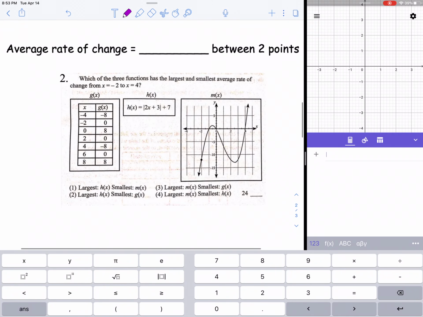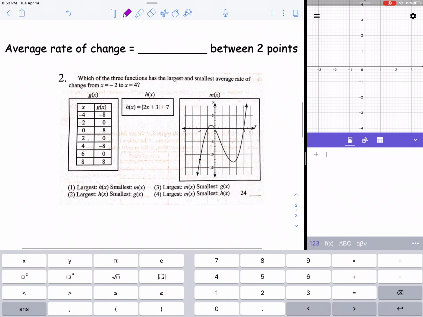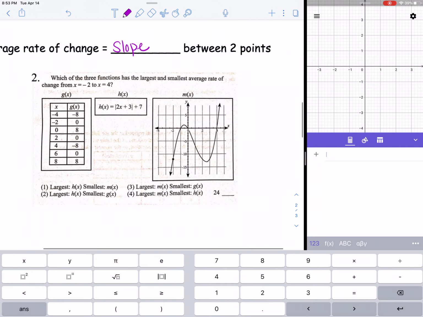Okay, so average rate of change is the same thing as the slope between 2 points. So remembering your slope formula is always the change in y over the change in x.